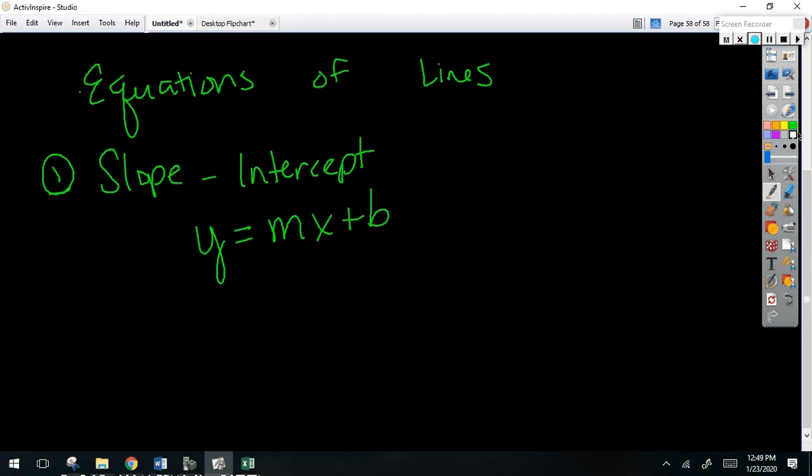M is always our slope, which means B is what? What is it? The intercept, the y-intercept. It's where it crosses the y-axis.